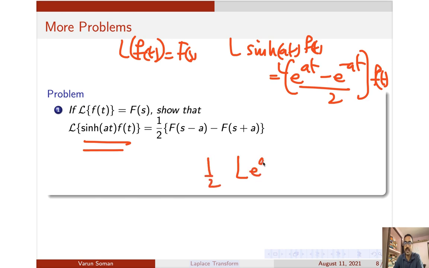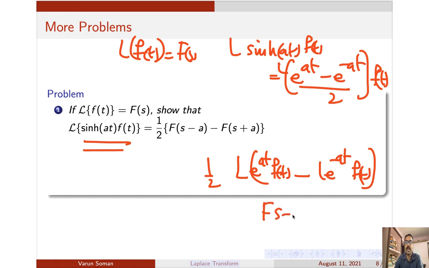So it will be L of e raised to at into f of t minus L of e raised to minus at into f of t. Okay, now, what is L of f of t? It is F of s. So what is L of e raised to at into f of t? It will simply be F of s minus a. Minus, here it will be F of s plus a. So that is the result.